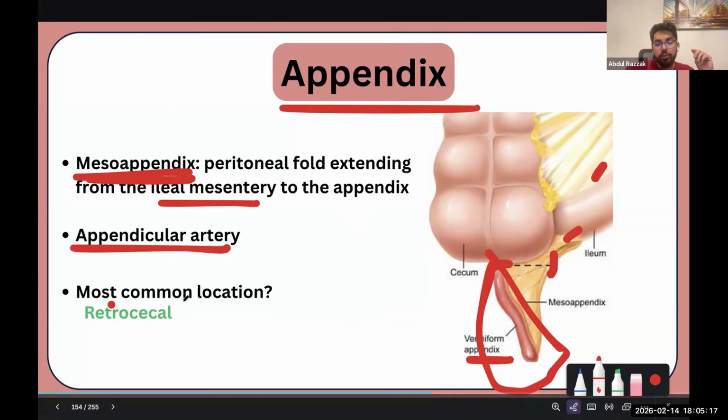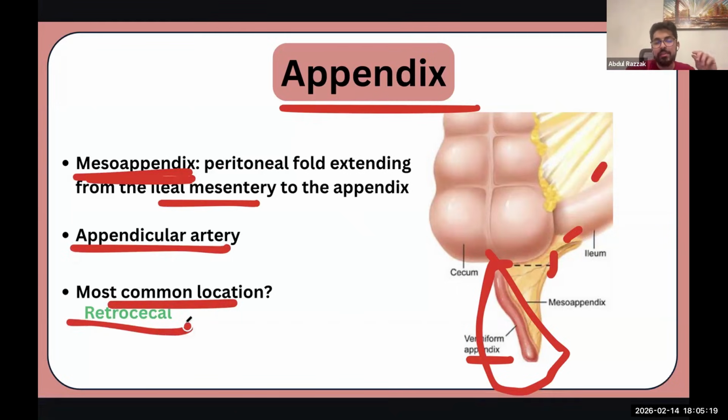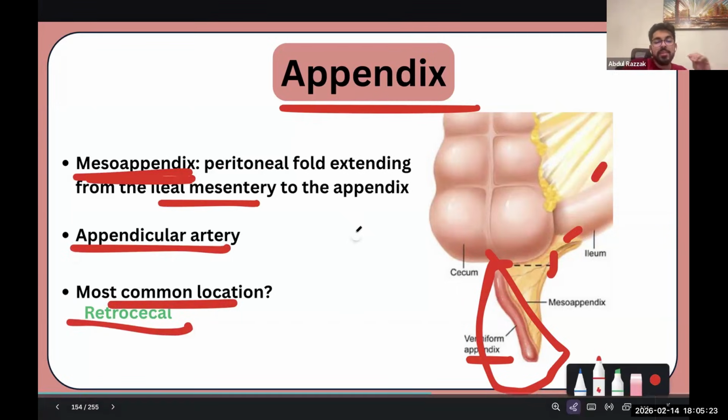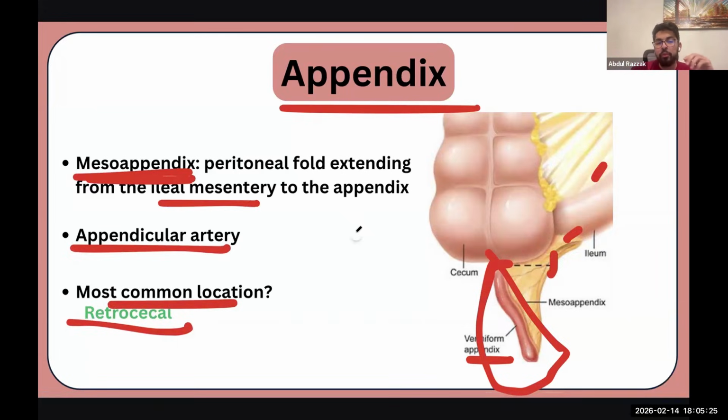And the most common location of the appendix is the retrocecal, which means behind the cecum. This is the most important information that you need to know about the appendix. If you only want to know one piece of information about the appendix, know the most common location. This was even asked in the last progress test, like a couple of days ago. That's how high yield this information is.